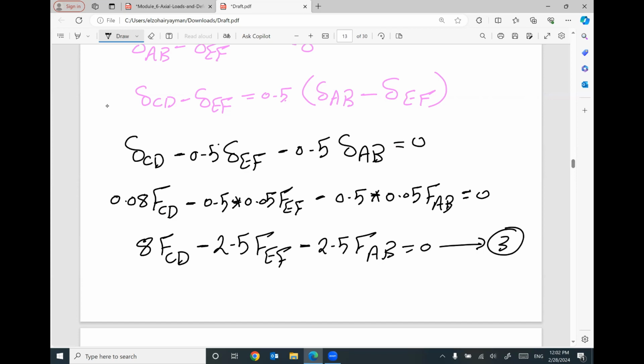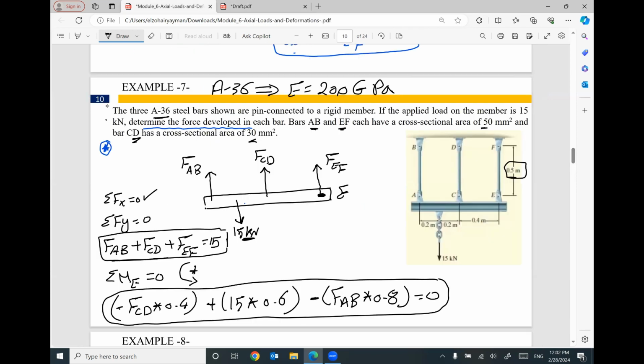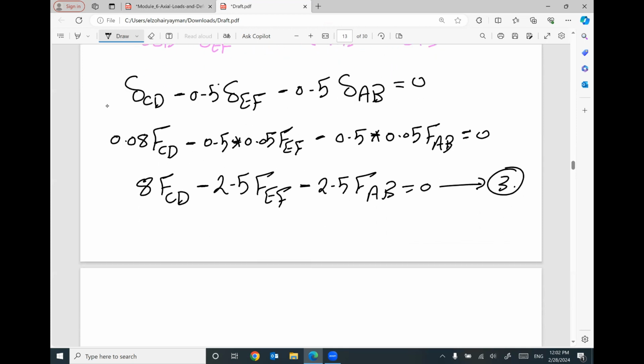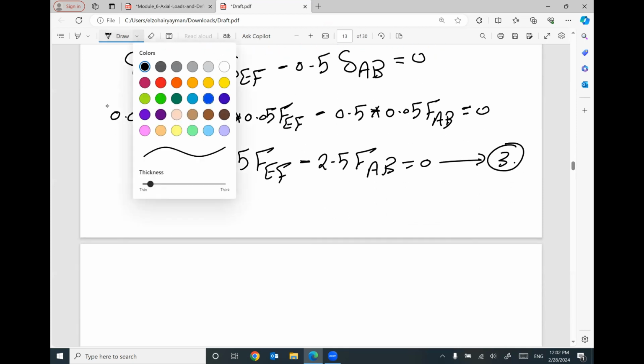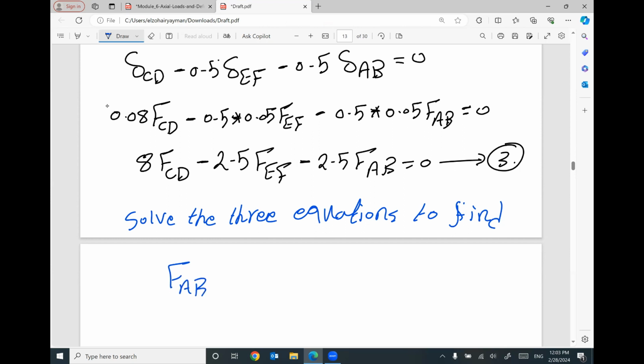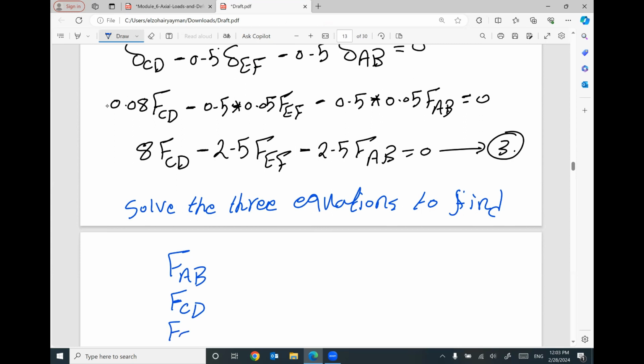So right now, we have three equations. This one, and this one. You can solve the three equations to find FAB, FCD, and FEF.